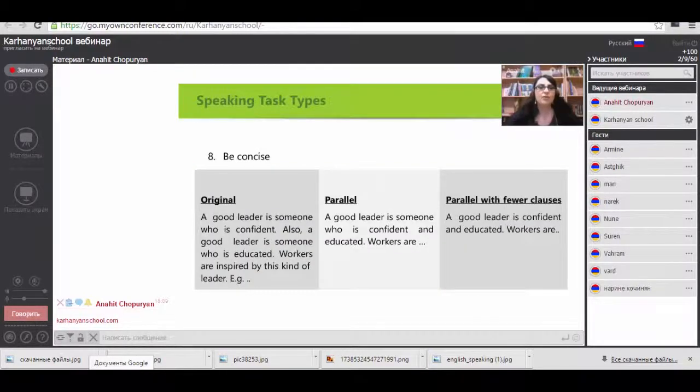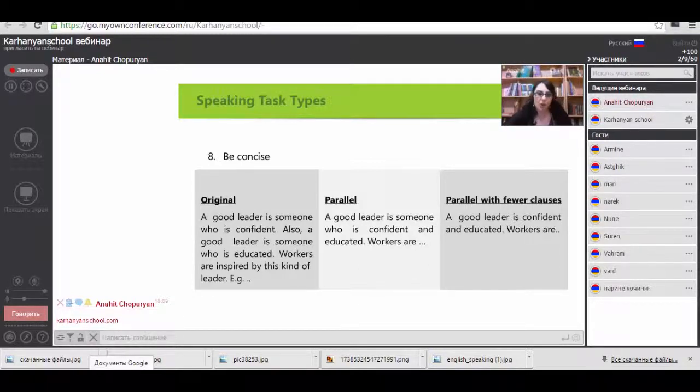And then about being concise. Yes. So this is one more strategy. So there was some mistake here. So it is one of the strategies. Being concise means instead of using long paragraphs, you can just put them together and use parallel structures. Let's see how it is done.